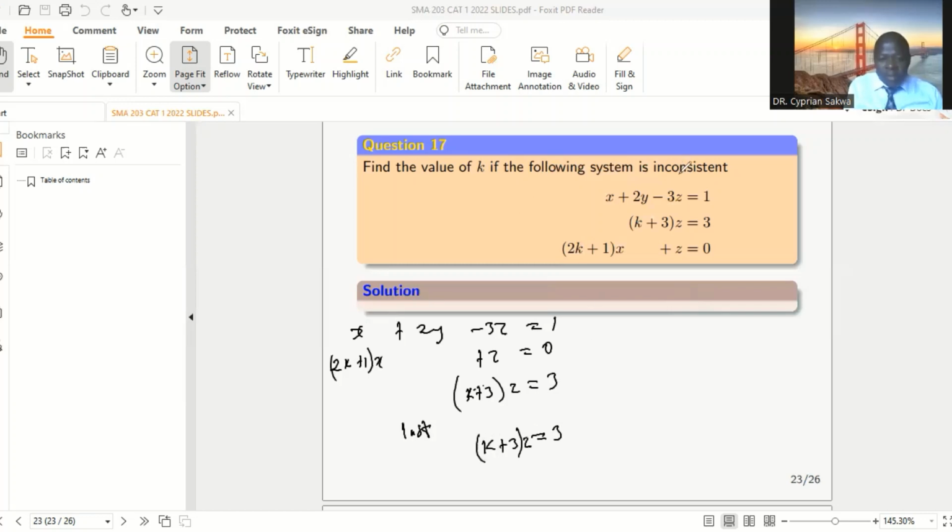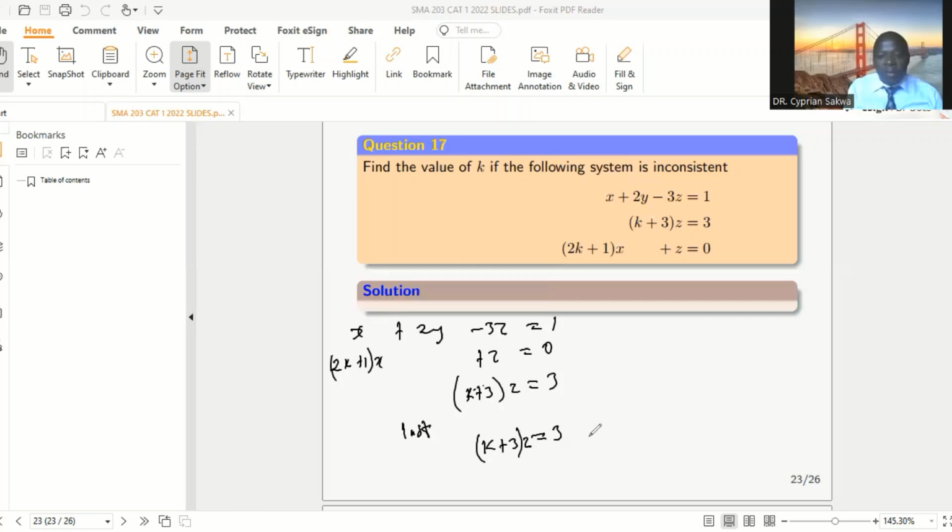Now, for this system to be inconsistent, it means the value here should be 0, so that I have 0z equals 3. Remember the first question and the second question when we talked about the nature of solutions of a system: there are unique solution, infinitely many solutions, and no solution. So if the value inside the bracket is 0, then this system will have no solution.